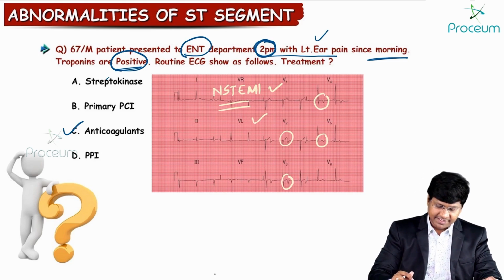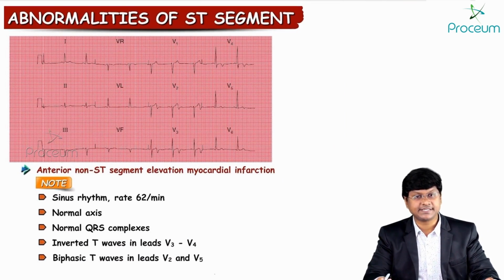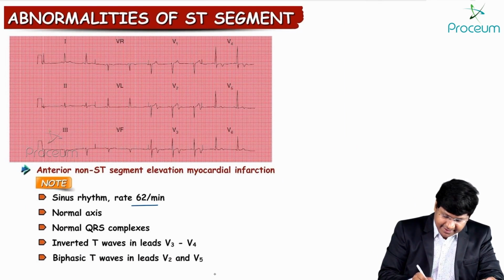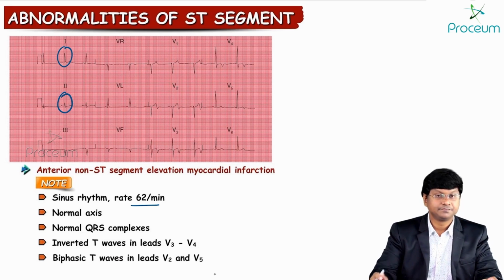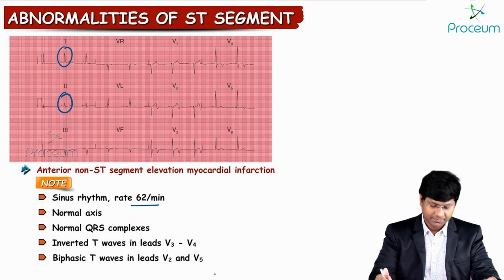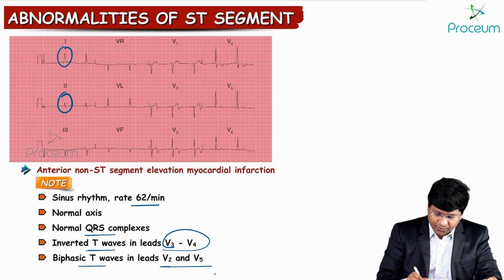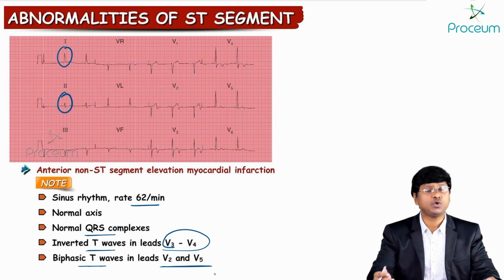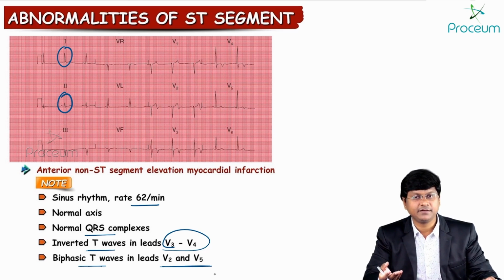So, if you describe this ECG, the same ECG, the individual is in sinus rhythm, right? And if you take the heart rate, it is around 62 per minute, right? And they have a normal axis. In both lead 1 and lead 2, you can see a positive QRS complex. And you have normal QRS complexes in all the leads. But you have inverted T waves in V2 to V4 and biphasic T waves in V2 to V5. So this is your non-specific STT changes with a background history of chest pain or left ear pain.